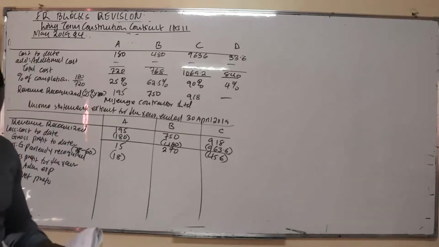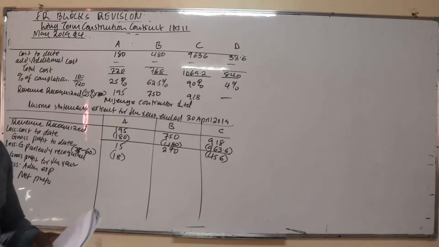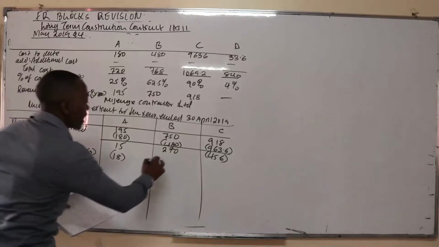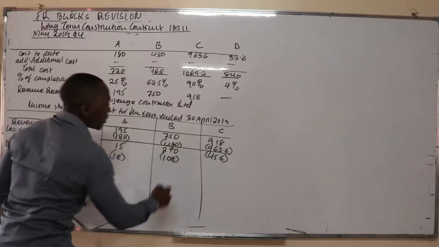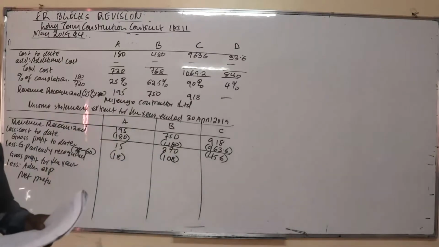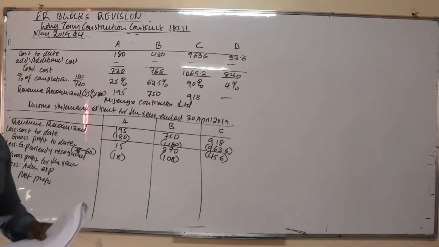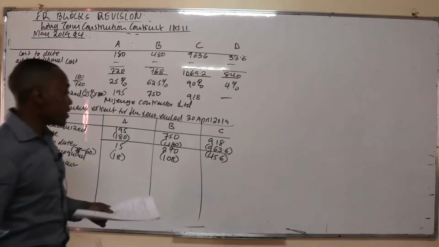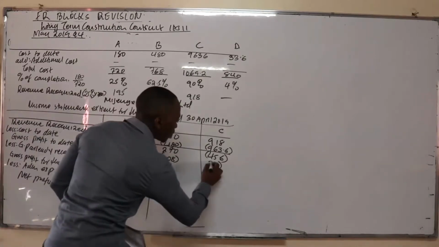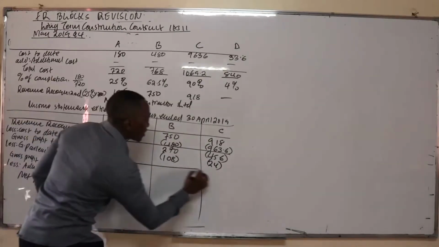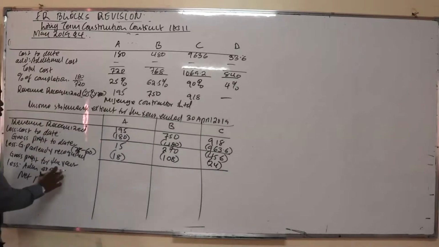So that's 180. Sorry, no, is it 180? Yes, 180 minus 72, you get 108. So they had already recognized 108. And then for C, you take 504, you deduct 480. That means they had already recognized 24. So you deduct that, and once you deduct that, now you're able to get the gross profit for the year.